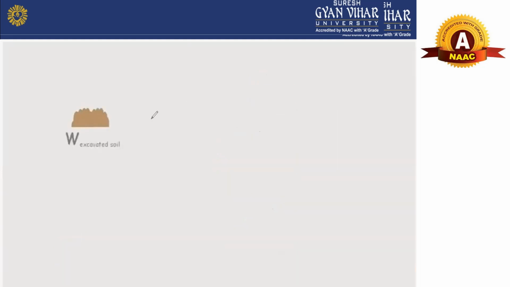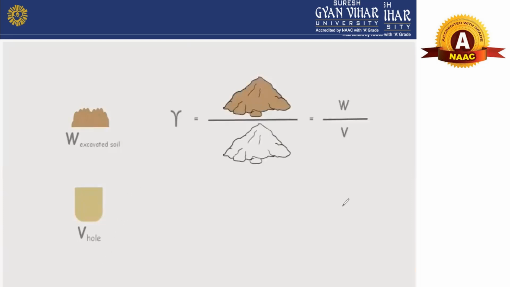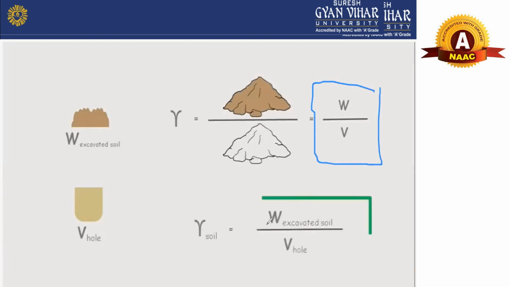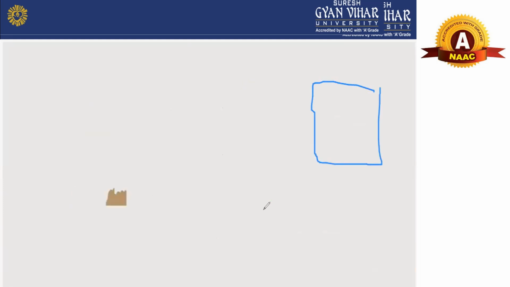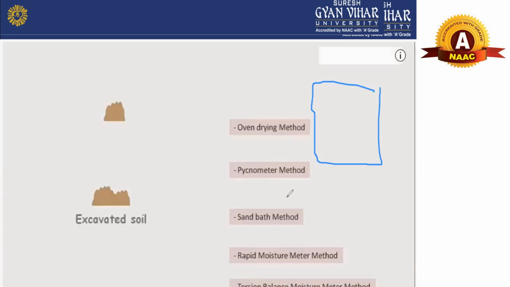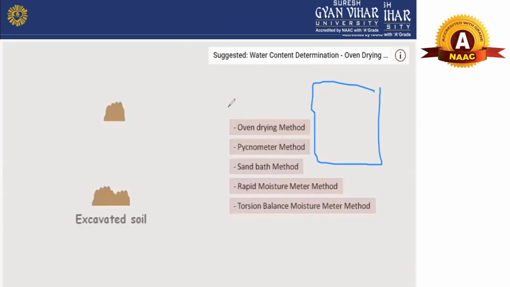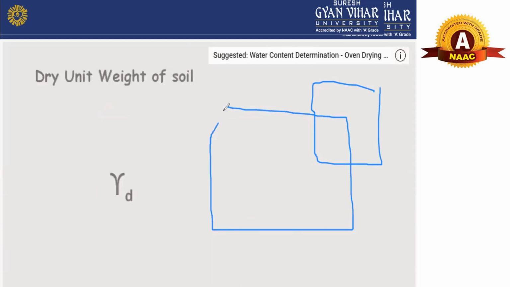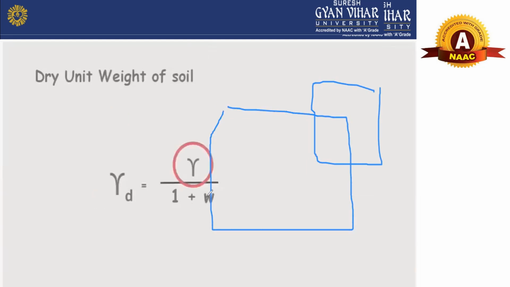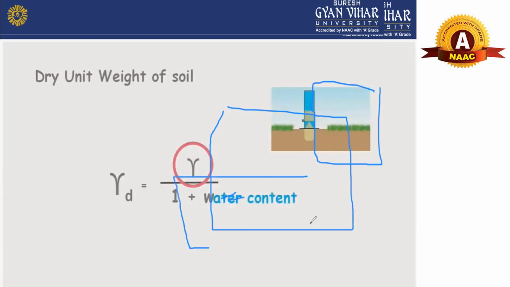and that is your excavated soil, as you can see here, and that is soil of your hole, and it will become W upon V, as you can see here, W upon V, and the density of your soil will be here. Yes, now we can do it by using these things, and dry unit weight will become gamma upon 1 plus w. w is the water content. This is your water content, which is given here.